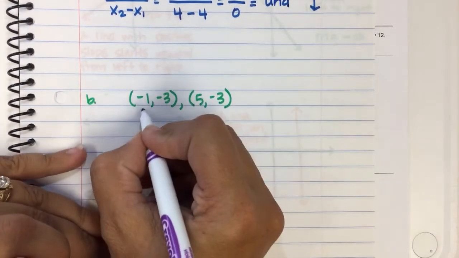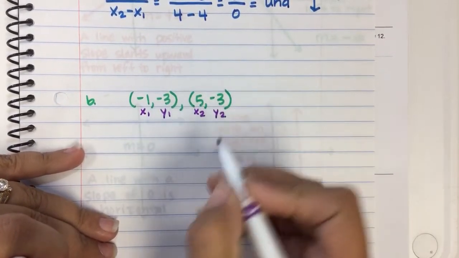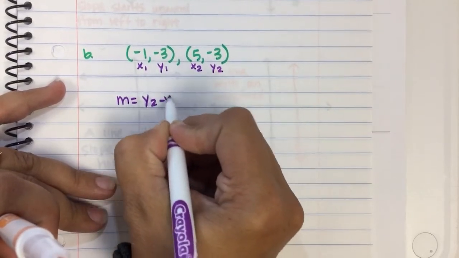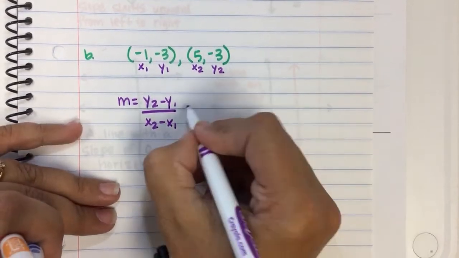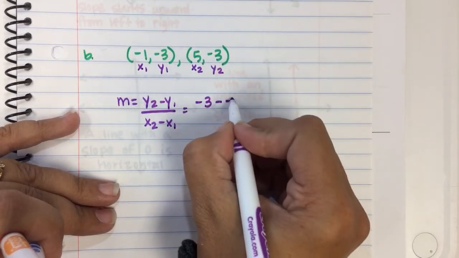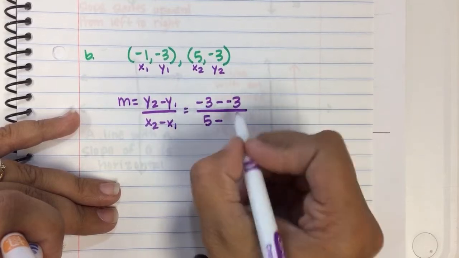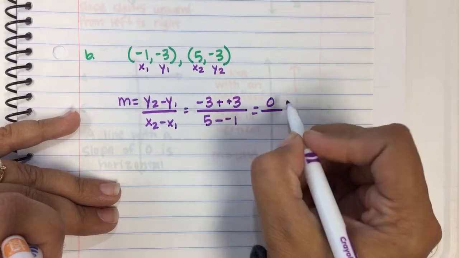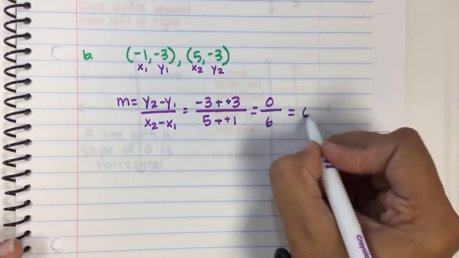All right, what about this one? Label this x1, y1. Label this x2, y2. Use that same equation. Slope is equal to y2 minus y1 over x2 minus x1. y2 is -3 minus a -3. x2 is 5 minus -1. -3 plus 3 is 0. 5 plus 1 is 6. 0 divided by 6 is 0.